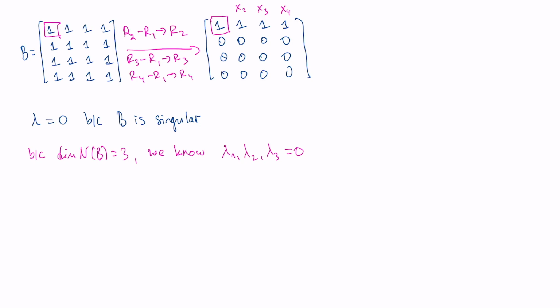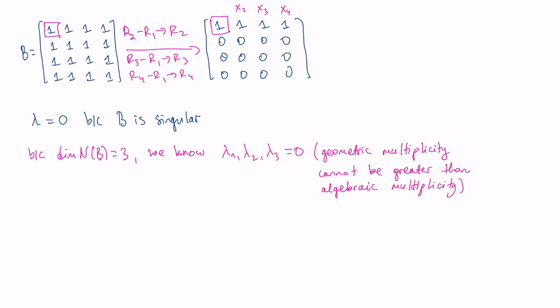Because you see, the geometric multiplicity cannot be bigger than the algebraic multiplicity. The algebraic multiplicity tells us how many times 0 is a repeated root. So geometric multiplicity cannot be greater than algebraic multiplicity. So we cannot have a lambda being repeated.